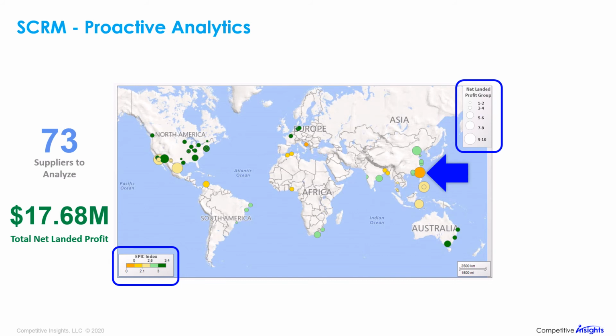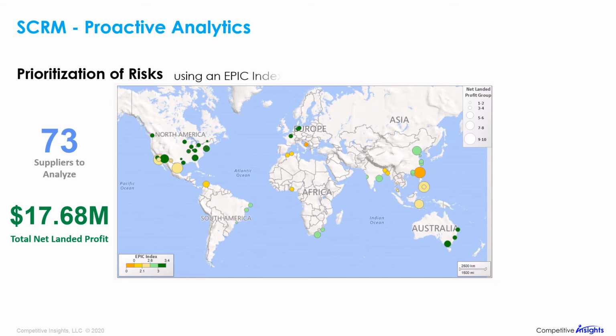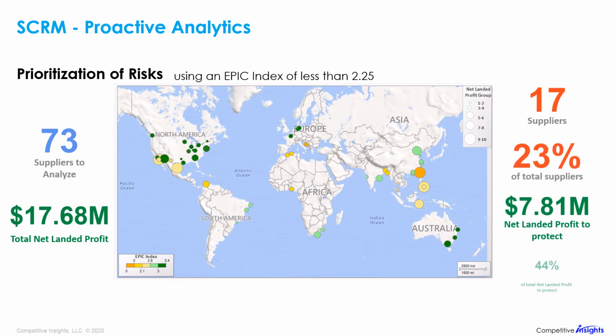So if you set an index, let's just say from 0 to 5, you said, I want to look at every supplier that's under 2.25, which would mean it's definitely in the lower range of where you want to be. And so you want to say, let's just look at those suppliers to help narrow this down because we can't look at all of them. And what we would find is we have 17 suppliers, and that it represents just under $8 million in profit. And they are the ones that we would want to start looking at.